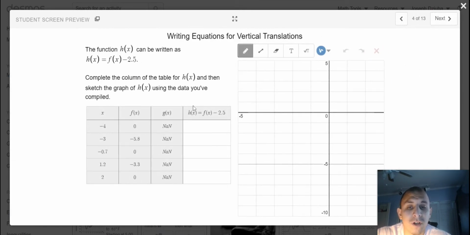We introduce a new function h of x to be the function f of x minus 2.5. So what that means is where x is negative 4, f of x is 0, so f of negative 4 was 0. So we would do 0 minus 2.5, and the output there would be negative 2.5.